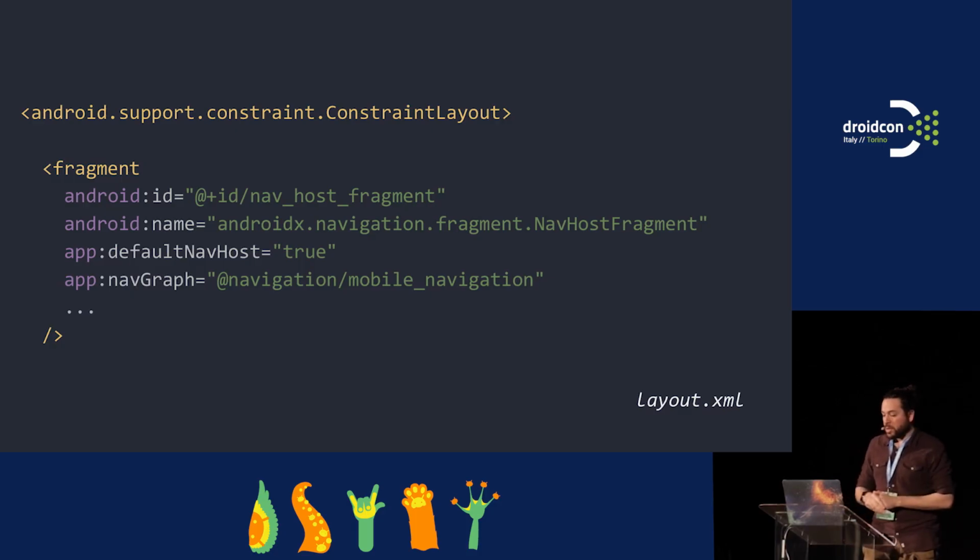Default nav host is just a setting allowing the nav host fragment to handle the back button on your project. And you will define, of course, the nav graph. And the nav graph is the XML resource I showed you right before. So you have a fragment with a nav host, which is the logic of the nav component library. And there is your graph that will be bound to this nav host fragment, just thanks to these 5 lines.